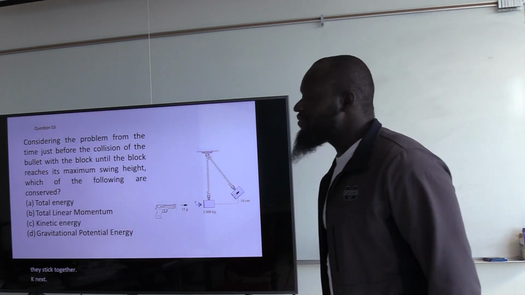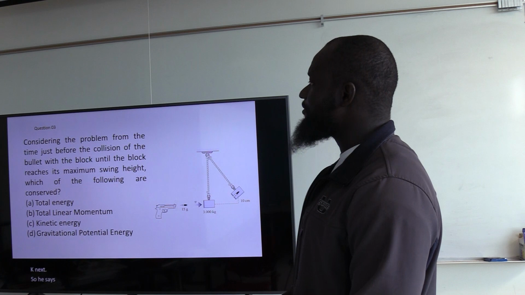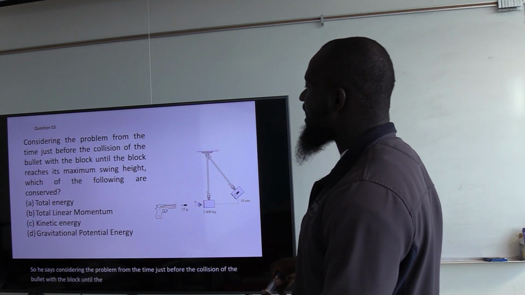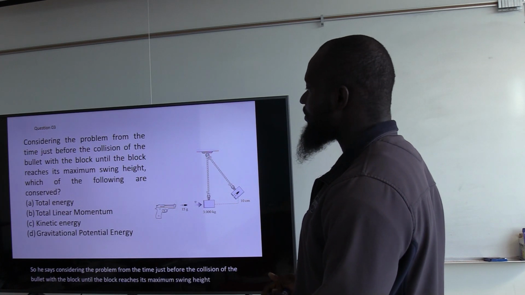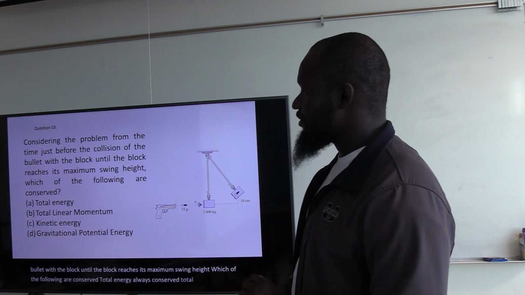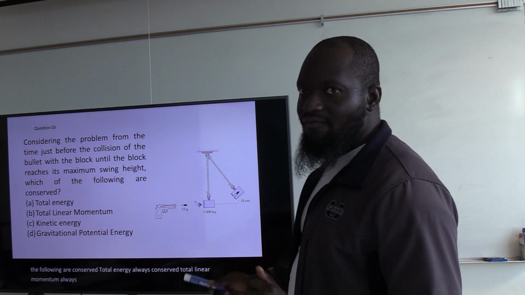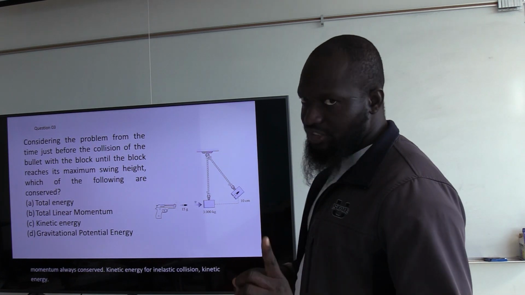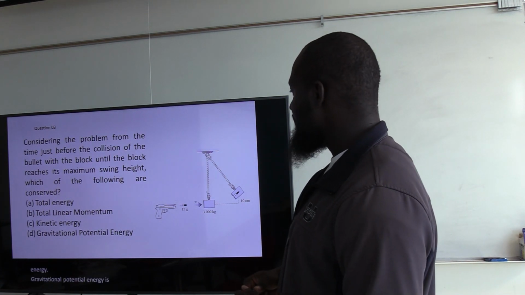It says, considering the problem from the time just before the collision of the bullet with the block until the block reaches its maximum swing height, which of the following are conserved? Total energy, always conserved. Total linear momentum, always conserved. Kinetic energy: for an inelastic collision, kinetic energy is not conserved. Gravitational potential energy is not conserved. Is that okay for this?